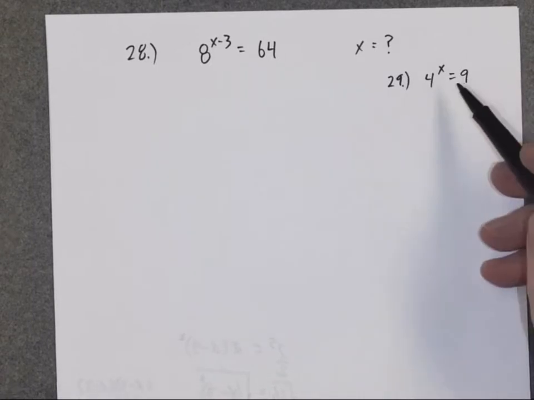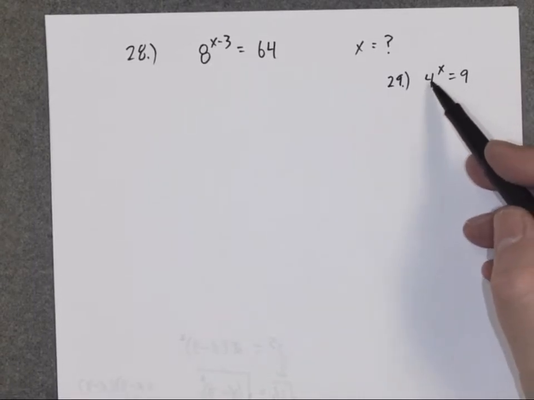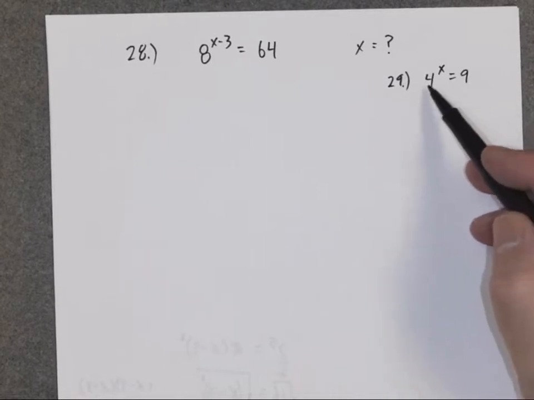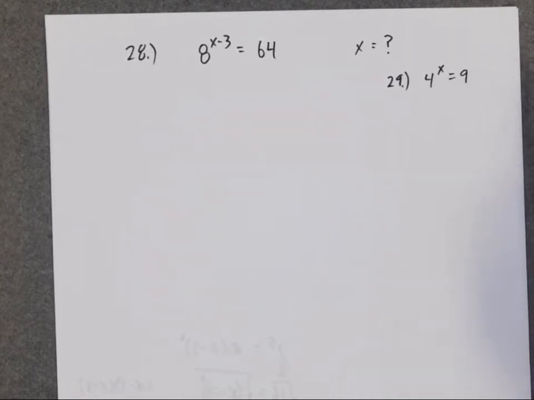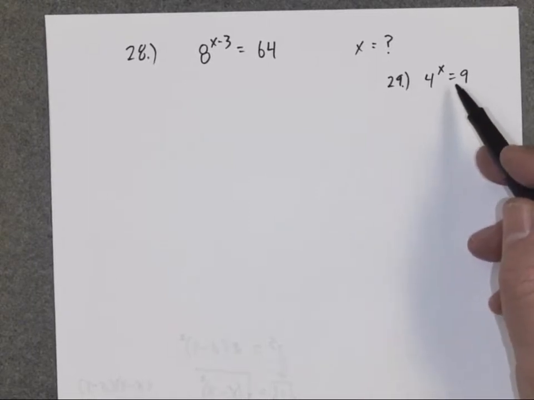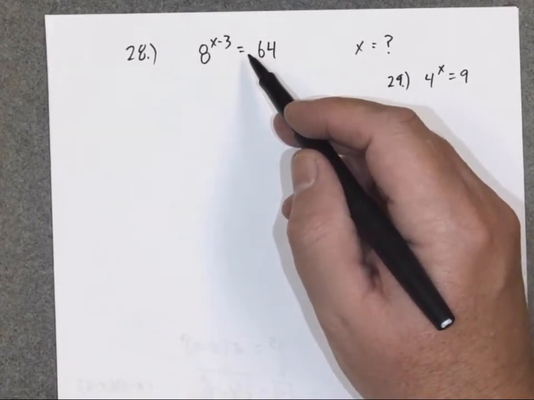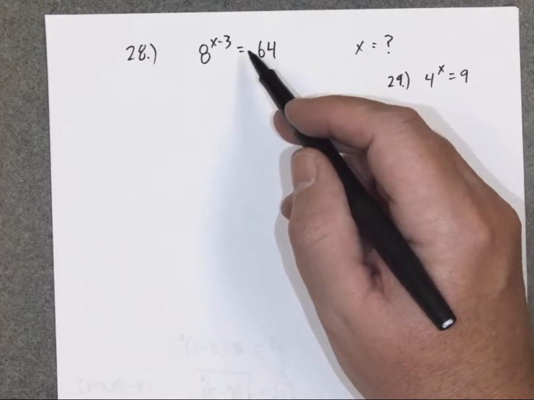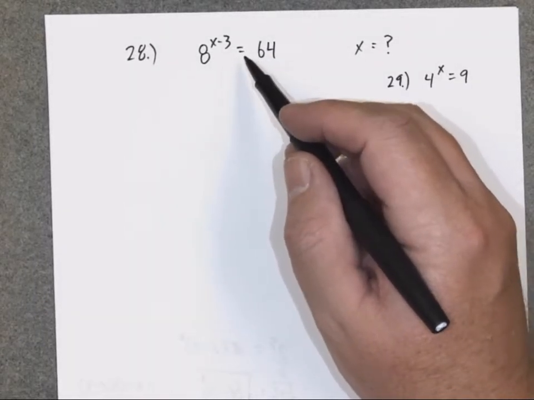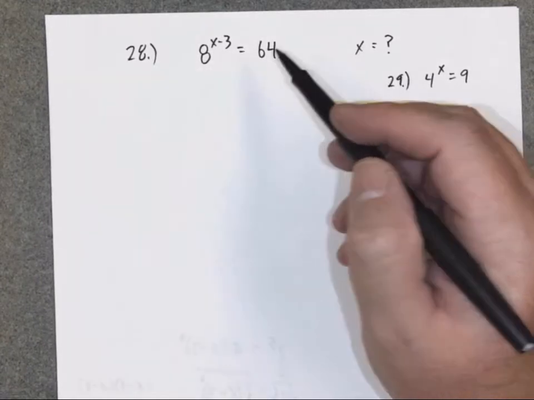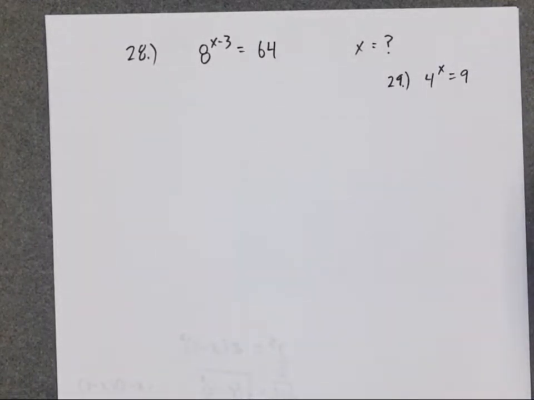As a matter of fact, if I look at 29, I've got 4 to the x over here and a 9 here. There's no way I can ever get the same base. Therefore, I said the second way we can solve these exponential equations is by using logs. So 29, definitely I'm going to have to solve by logs. 28, I actually could use logs if I wanted to. It'd be perfectly fine. But I also can look into trying to get the same base on both sides. And in this case, I think it's going to work.